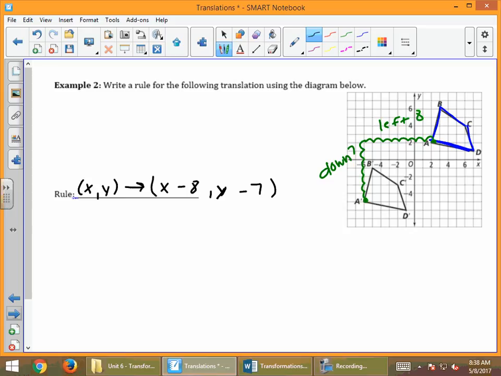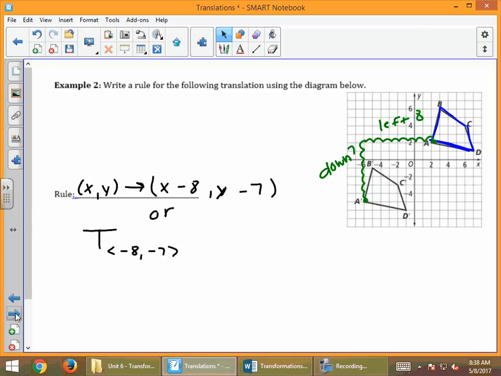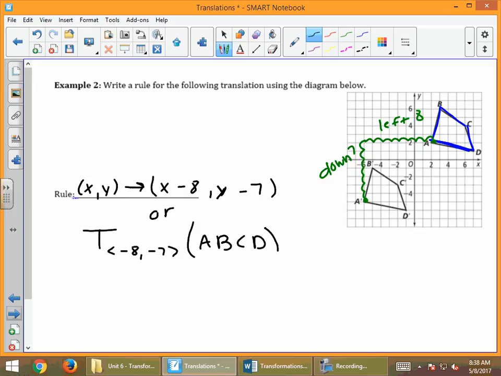Again, the first number always represents your left or right movement. The second number always represents your up or down movement. And there's a rule. You also could have written it like this. You could have done a capital T, little bracket. We went left 8, so it's negative 8. And then down 7, so negative 7. And then we want to identify the figure we transformed, which were A, B, C. Either rule would have been acceptable. So there's both ways.